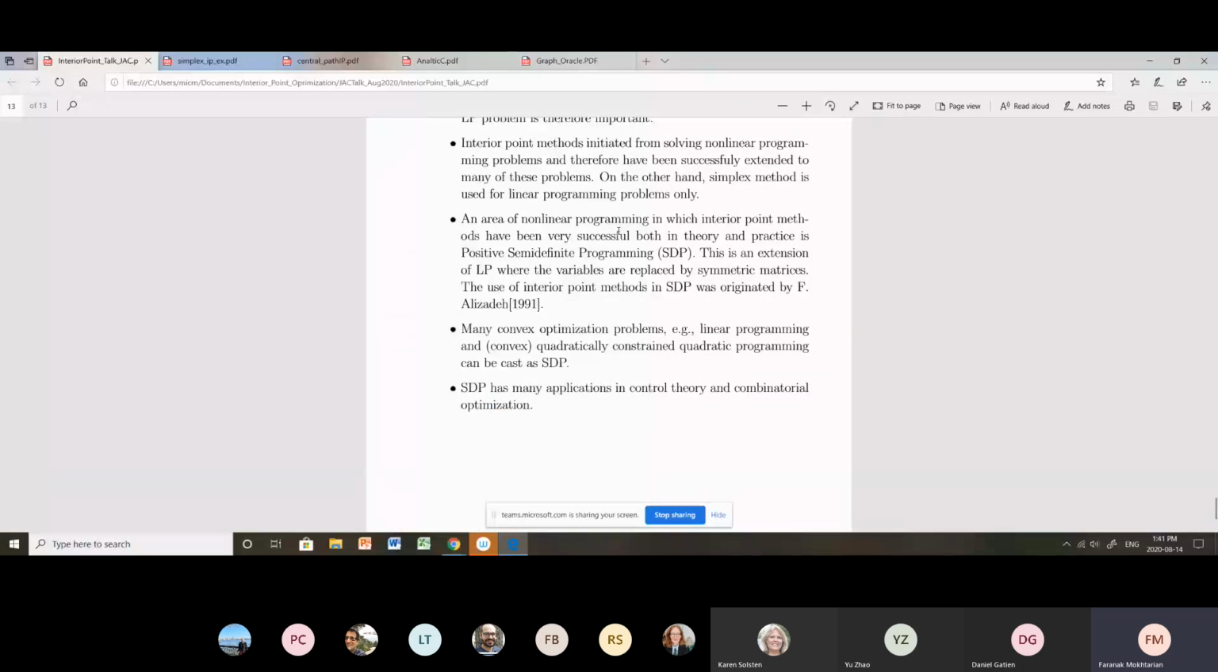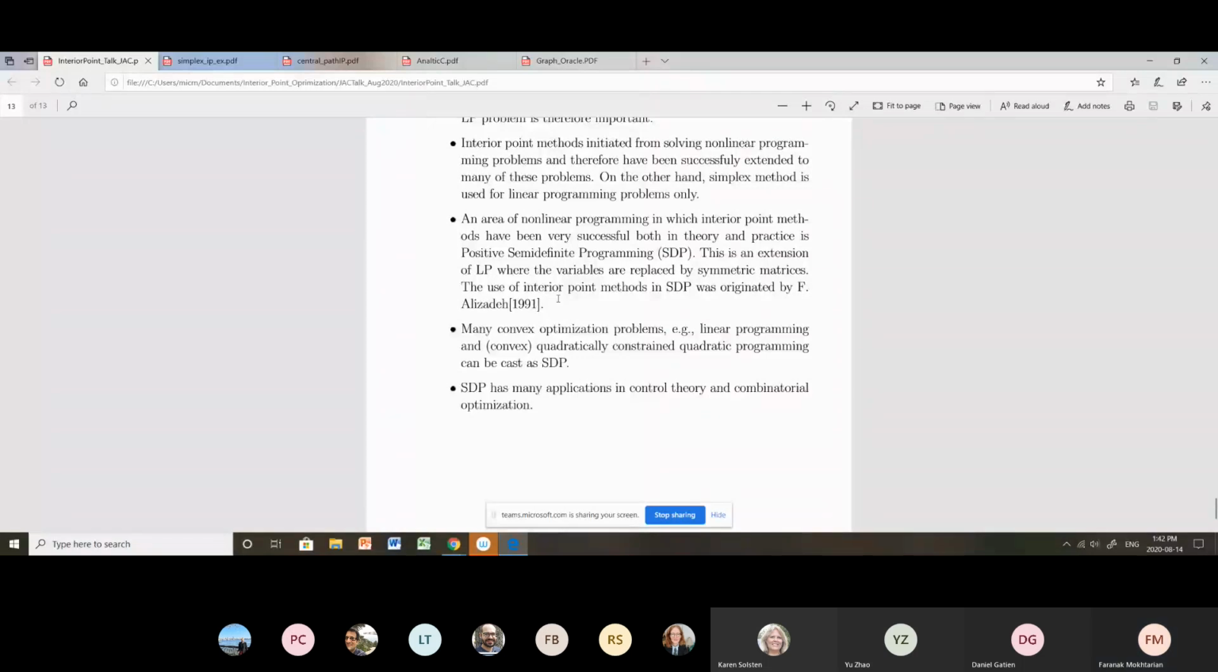And one area of nonlinear programming in which interior point methods have been very successful, both in theory and in practice, is positive semi-definite programming. They usually denote it by SDP, which is an extension of linear programming problems where the variables are replaced by symmetric matrices. To this day, it's a very popular field in optimization, and the use of interior point methods in semi-definite programming was originated by Alizadeh in 1991.